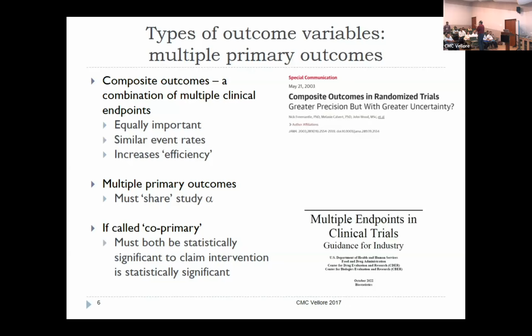If you're doing all of this, which you can do, but you submit to FDA, then the only thing you have to be careful about is that for the co-primaries, they both need to be significant for you to say my intervention works. That's the only thing.